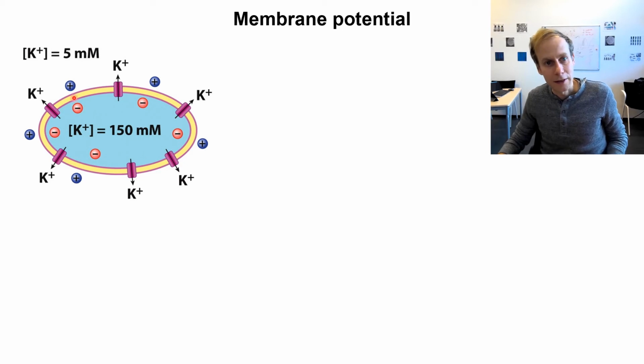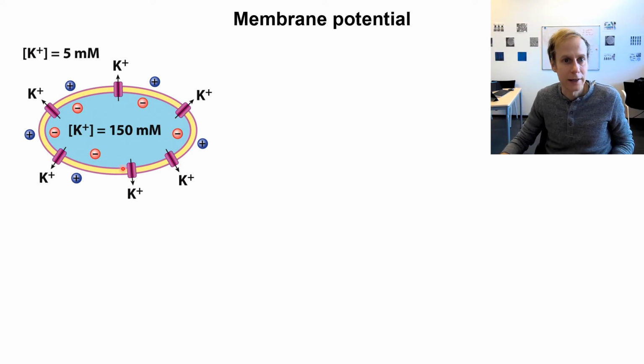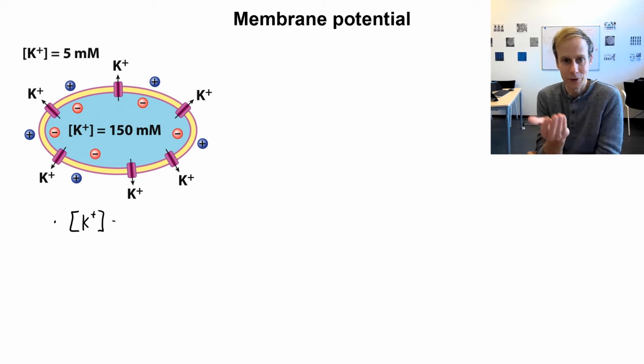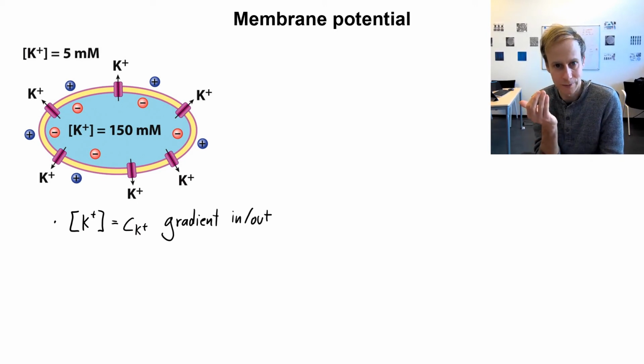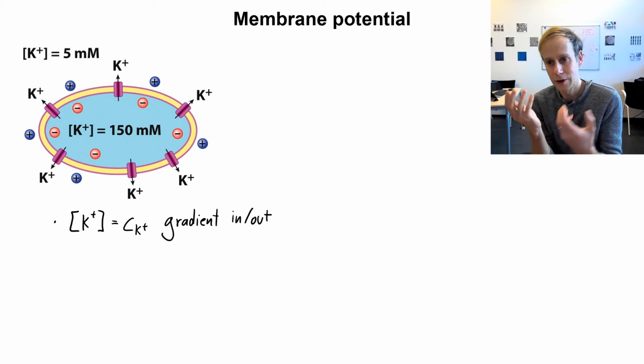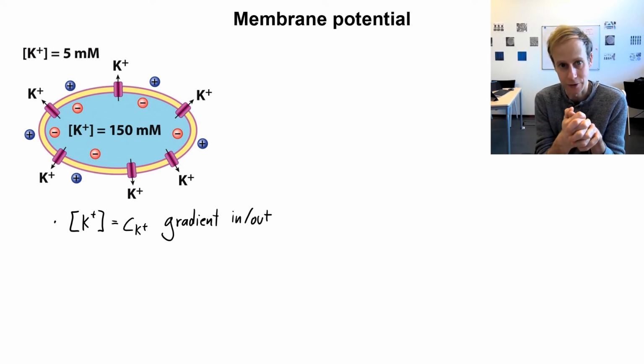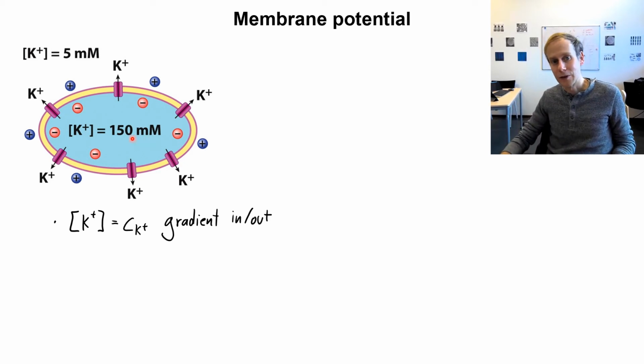Now the cell is encapsulated by a lipid bilayer membrane. Inside of that membrane there are potassium channels that allow potassium to exchange between the inside and the outside. So you know, the inside has that high potassium concentration and the outside a low, and therefore there will be a concentration gradient.